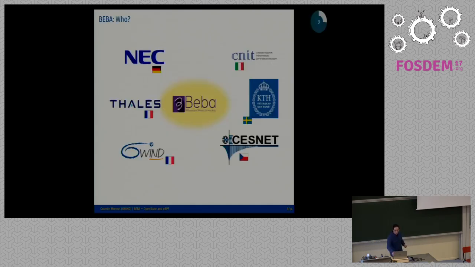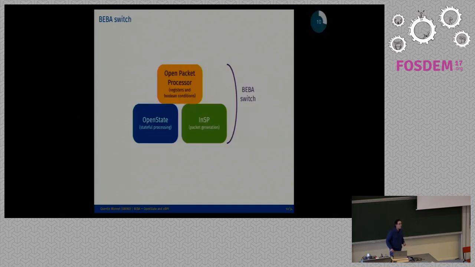As for the partners of the project, it's a research project, so we have business companies, and we also have academic partners on the right side. All those partners have designed what we call the BEBA architecture, or BEBA switch. It's made of three components. There is OpenState for stateful processing, we'll talk about it just after that. There is something for in-switch packet generation, but we will not see it in the presentation. And there's also Open Packet Processor, which is an extension based on the two other components, and we'll see it a little at the end of the presentation.